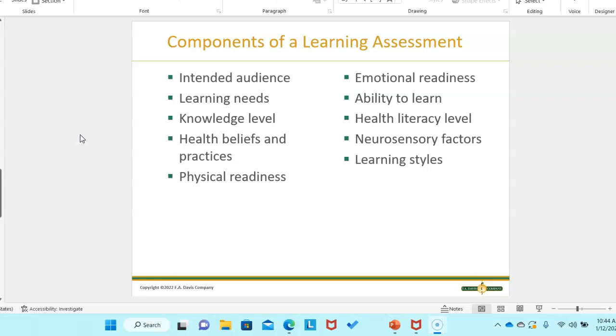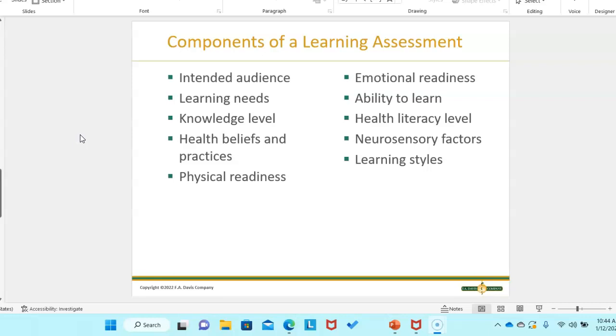Their ability to learn. What are the client's cognitive and psychomotor developmental abilities? How does the client learn best? By memorizing? By problem solving? By applying information? How well does the client recall previously presented material?